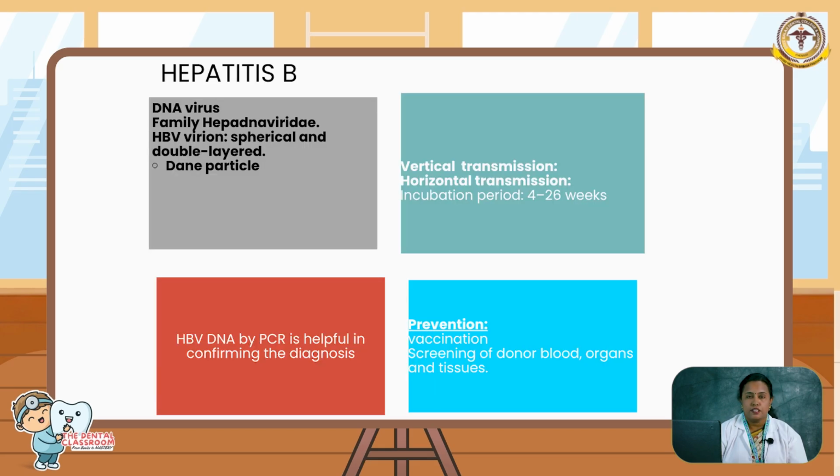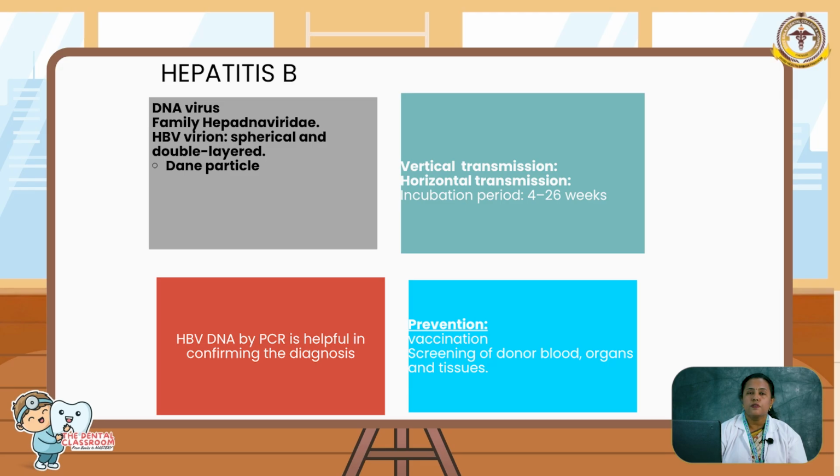Hepatitis B virus. This is a DNA virus, belongs to the family Hepadnaviridae, and the HBV virion is spherical and double layered and is called the Dane particle. The mode of transmission includes vertical transmission and horizontal transmission. Vertical transmission means the transmission occurs in utero from the mother to the fetus. It also occurs during parturition as well as in the postpartum period.